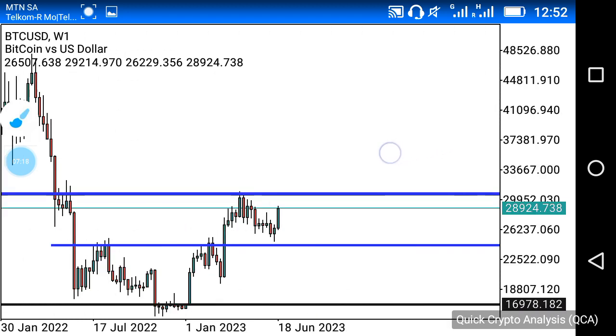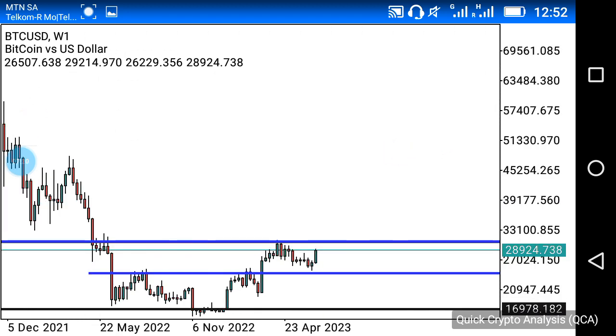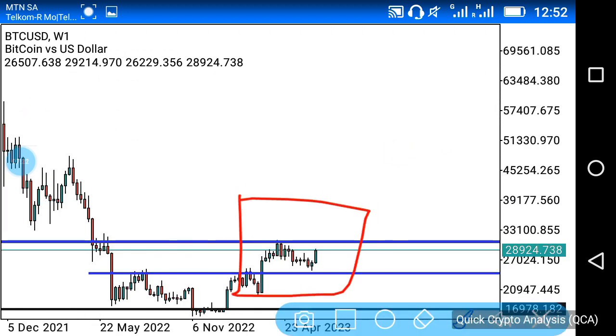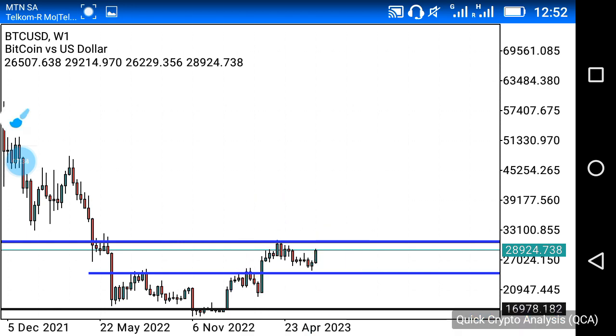So what I'm saying in other words is that within this block over here, we're either going to see price move down or continue to move up. So we need to be careful and make sure that we practice good money management as far as buying within that block. And nonetheless, let's continue.